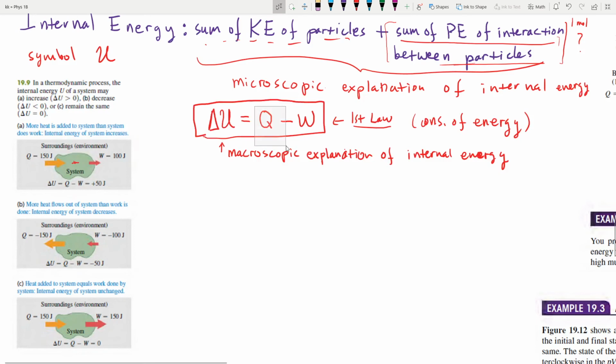Okay, so remember that Q is heat added to the system, W is work done by the system. Q and W can be either positive or negative, which means the internal energy could go up or down. In this case, if more heat flows out of the system than work is done, then the internal energy of the system goes down. If heat is added to the system and it's equal to the work done by the system, then the internal energy of the system is unchanged in this case. Heat comes in, heat goes out. Delta U equal to 0.